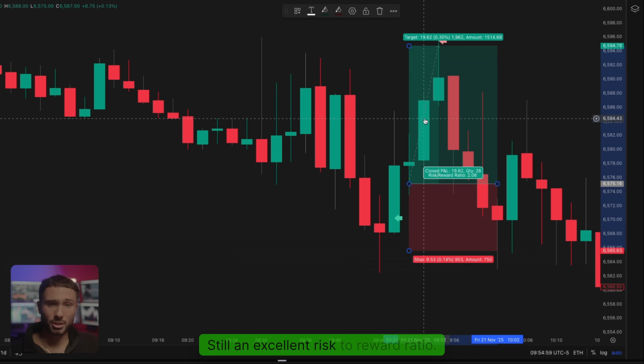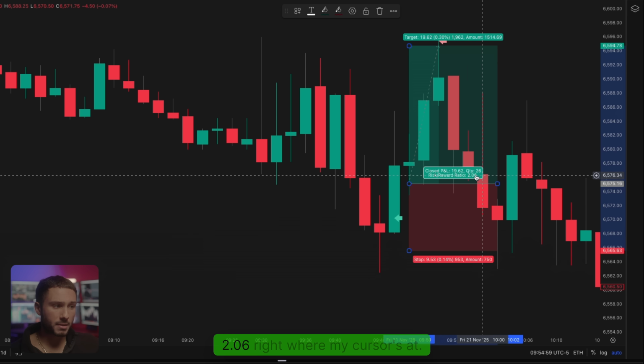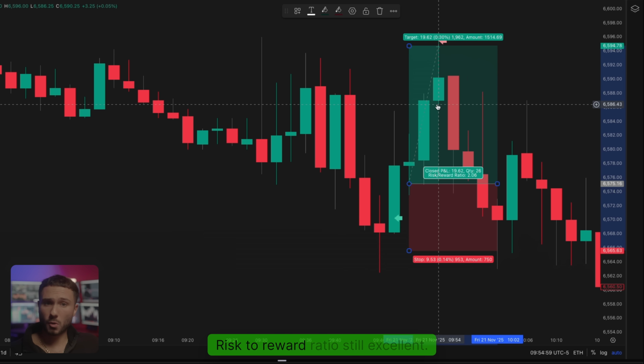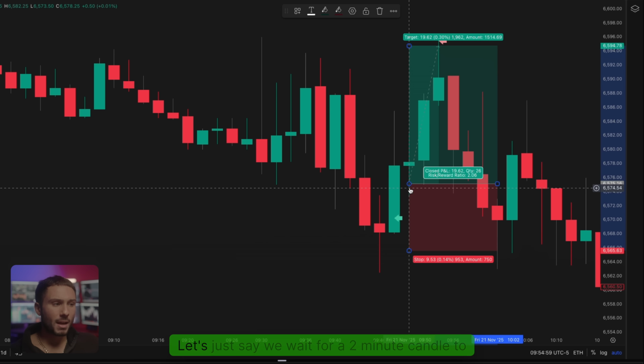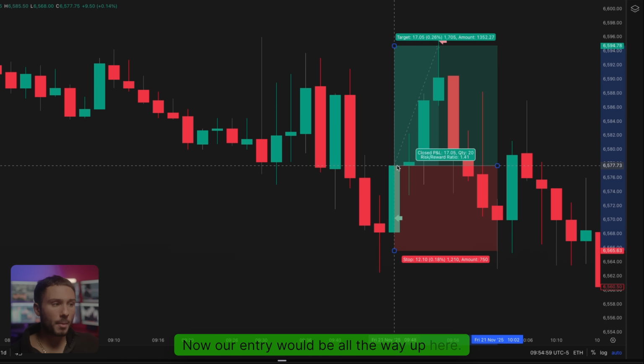Still an excellent risk to reward ratio, right? It's still a 2-to-1, 2.06, right where my cursor's at. Risk to reward ratio, still excellent, right? Let's just say we wait for a 2-minute candle to close or a 5-minute candle to close, right? Now our entry would be all the way up here.